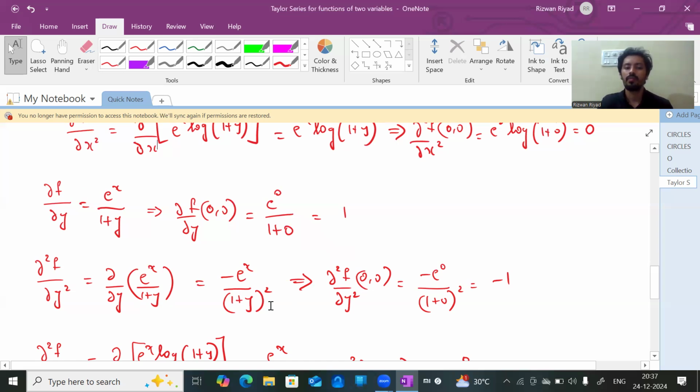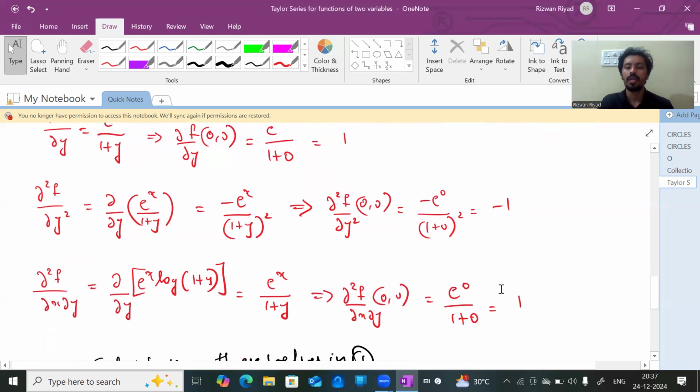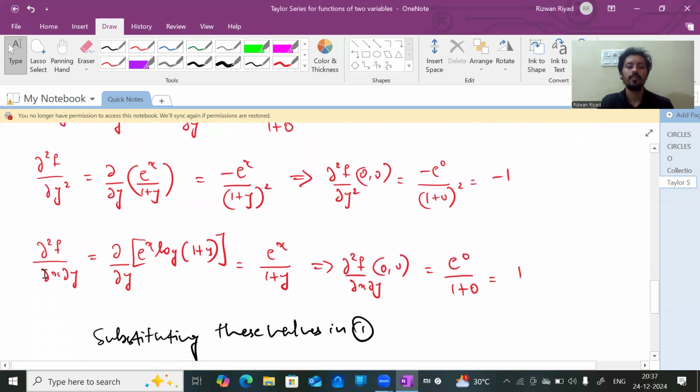So put x as 0 and y as 0. So −e^x becomes −e^0, over (1+y)² becomes (1+0)². So −e^0 means −1, over 1+0, 1 only. So −1. Okay. Next, let's find ∂²f/∂x∂y.